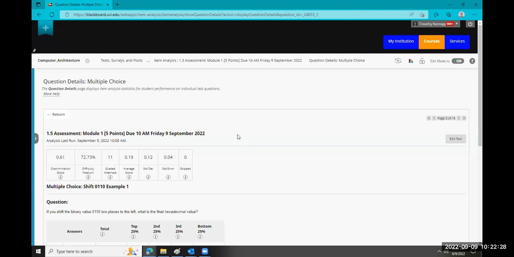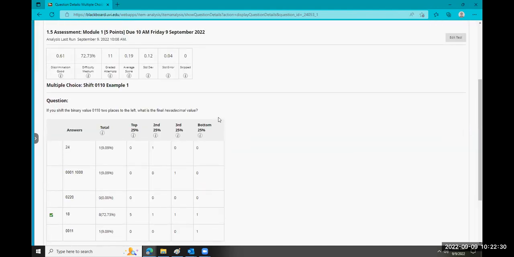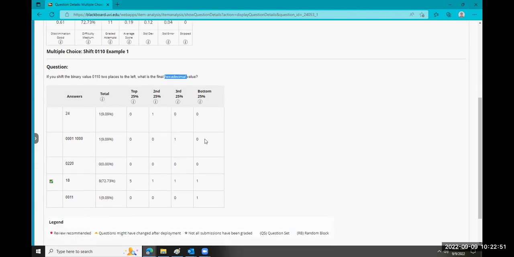So this has to do with a bit shift example. If you shift the binary value 0, 1, 1, 0, 2 places to the left, what is the final hexadecimal value? Now, this often throws people if they're reading and they're in a hurry and they see hexadecimal and the decimal thing, it has to do with previous learning, right? So what I'm going to do is take this 1, 1 and I'm going to shift it to the left so that there's a 1 and then a gap and then a 1 and then 0, 0, 0.